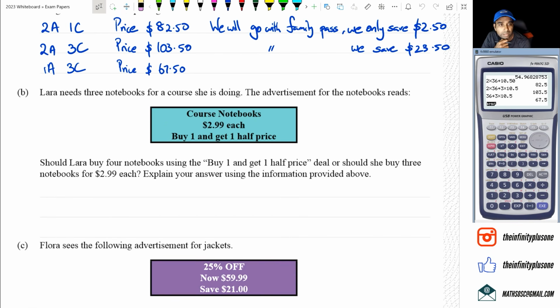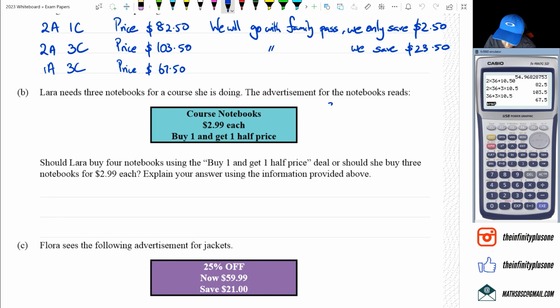All right, so next one we have is Lara needs 3 books. The advertisement for reads says $2.99 each, or buy one get one half price. So should Lara buy 4 books using buy one get one half price, or should she buy 3 books at $2.99? Okay, so let's have a look at this.